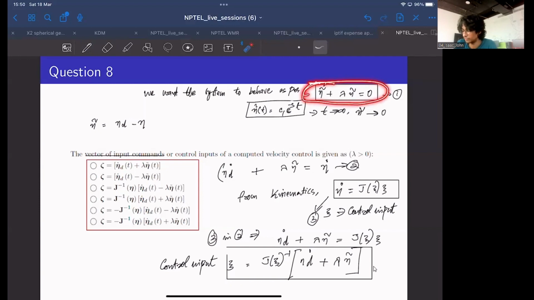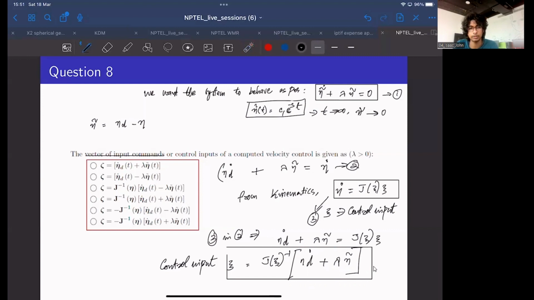And what is the solution of this differential equation? This is the solution. As time tends to infinity, the tracking errors would tend to 0. That is exactly what we want. And this is how the control input would look. We have a feed forward term over here, and we also have a feedback term. The feed forward term is the desired trajectory that will go into the controller, and the feedback term is the difference between the desired trajectory and the actual trajectory that the robot is executing.